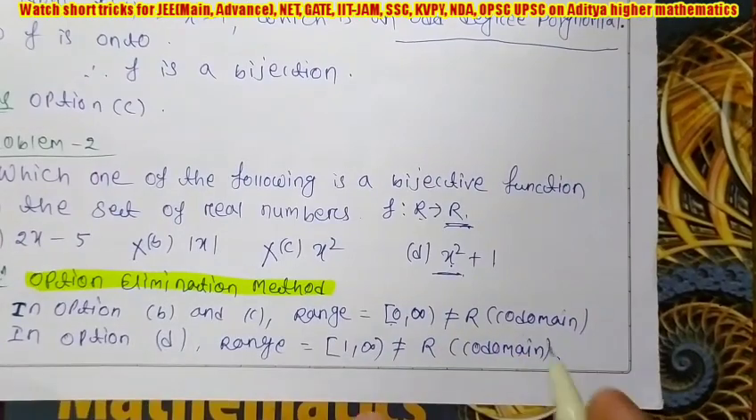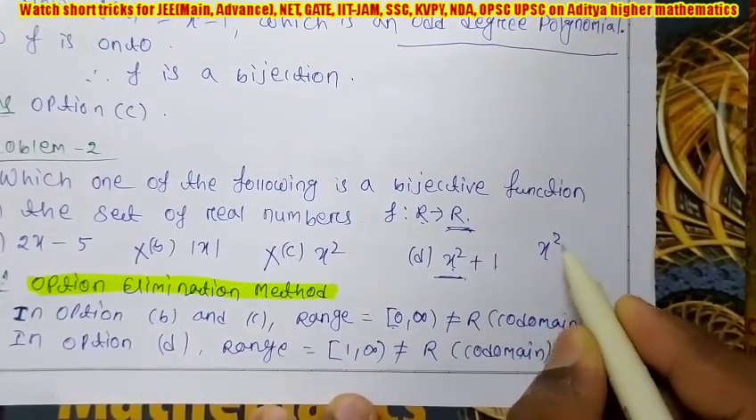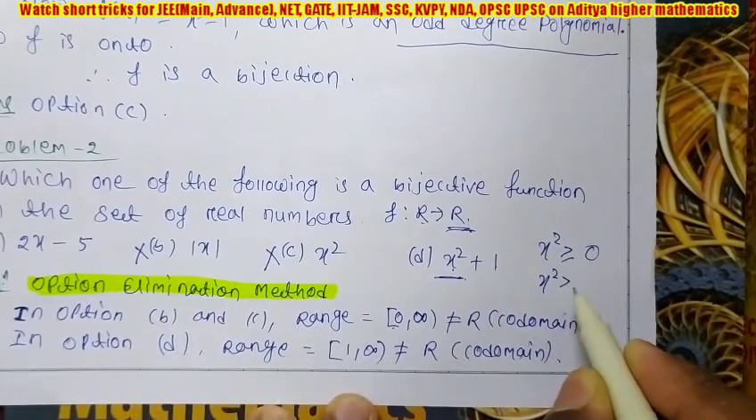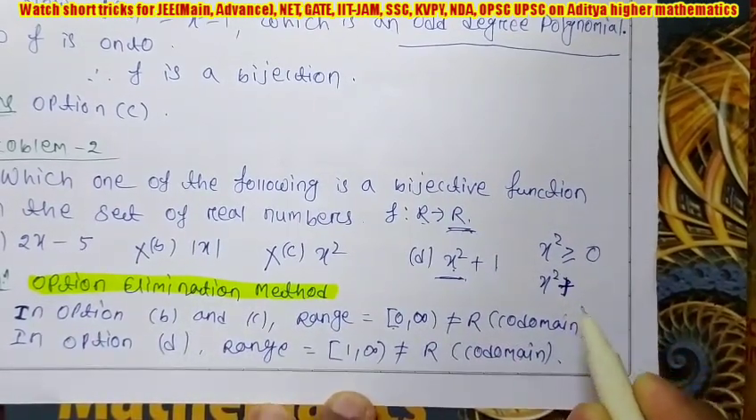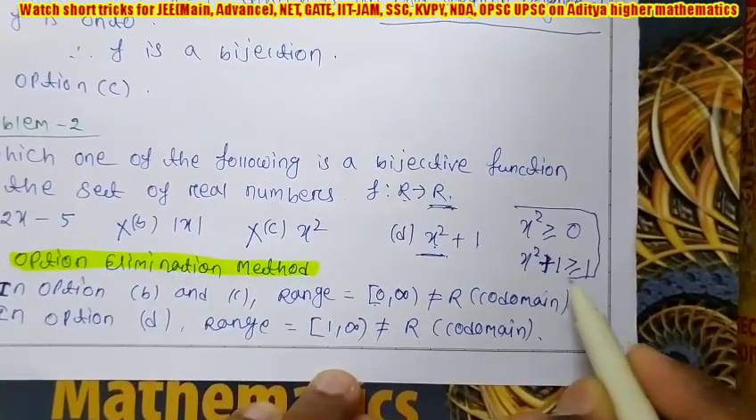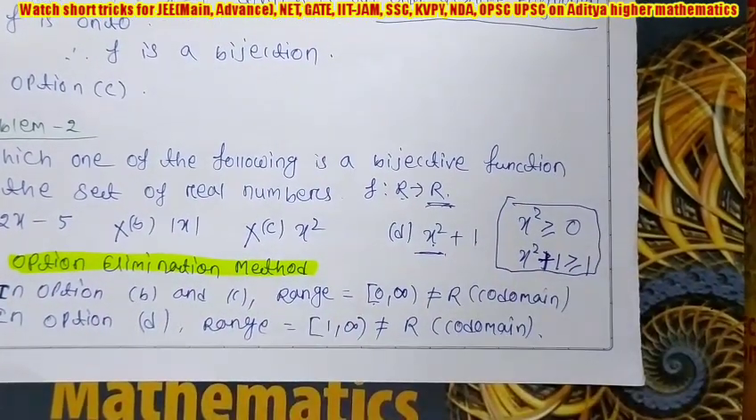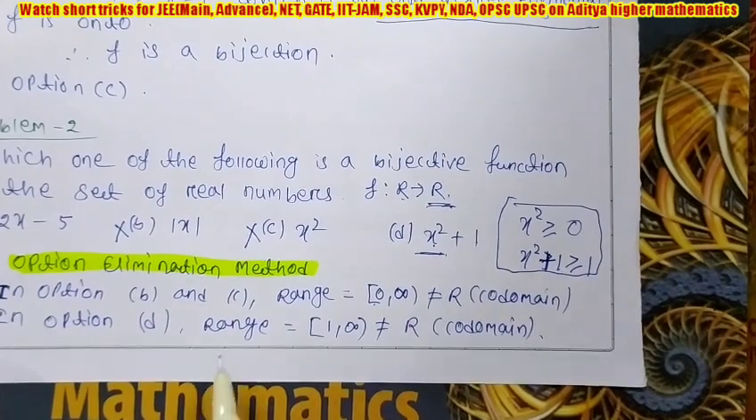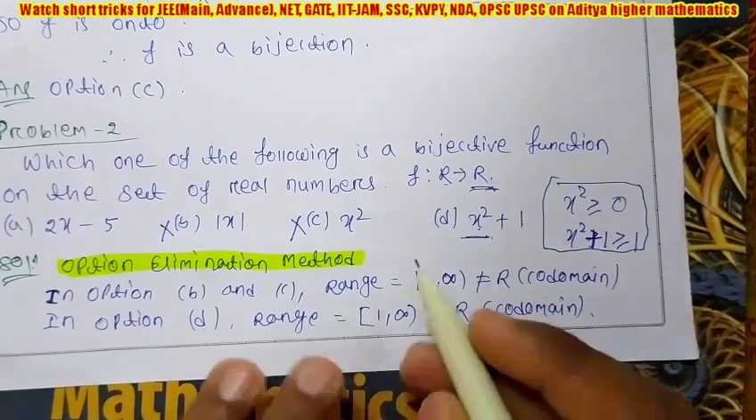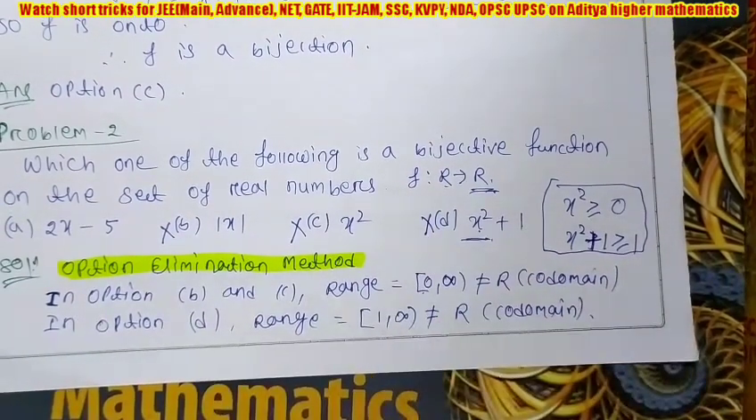And how we are getting this, you can observe. Since x square, you know, is greater than or equal to 0, obviously x square plus 1 is greater than or equal to 1. So this is the logic. That means range is 1 to infinite in option D, which is also not equal to codomain R. So this function is also not onto.